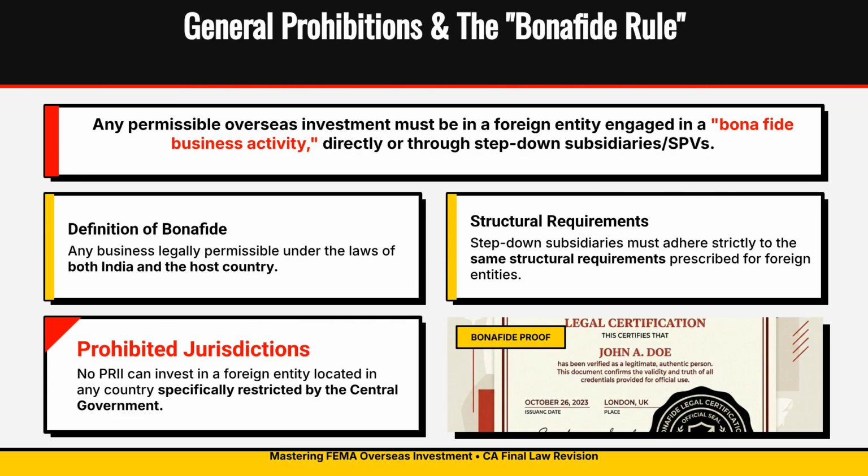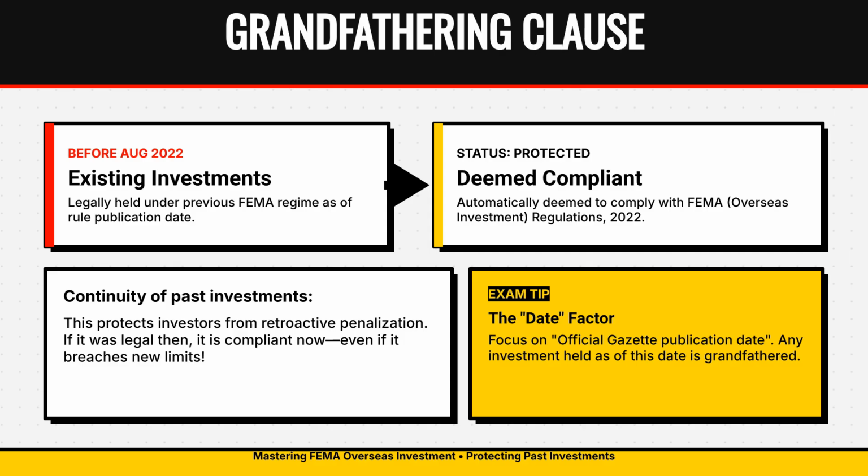Even when overseas investment is permitted, FEMA imposes an important quality check known as the bona fide business activity requirement. The foreign entity must carry on a business that is legally permissible both in India and in the host country. In other words, legality must exist in both jurisdictions. FEMA also requires any step-down subsidiary or SPV to comply with prescribed structural requirements. Another important restriction is jurisdiction-based. Investments cannot be made in countries specifically restricted by the central government. So whenever you evaluate an overseas investment, ask 3 questions. Is the activity legal? Is the structure compliant? Is the jurisdiction permitted?